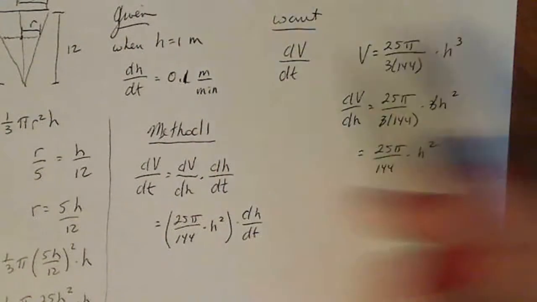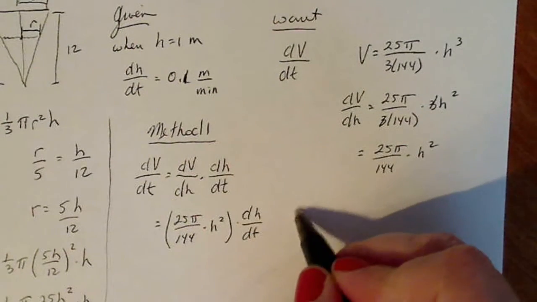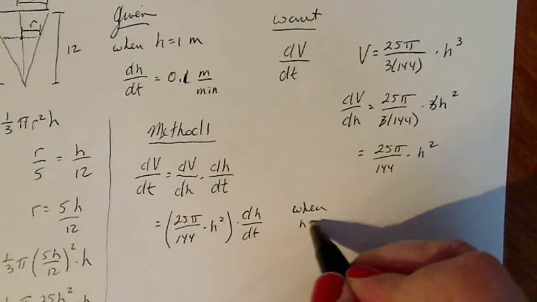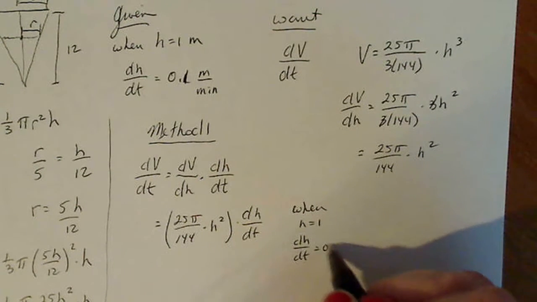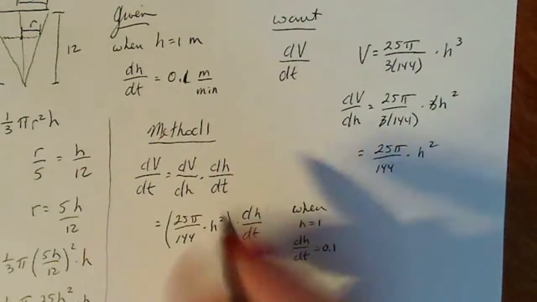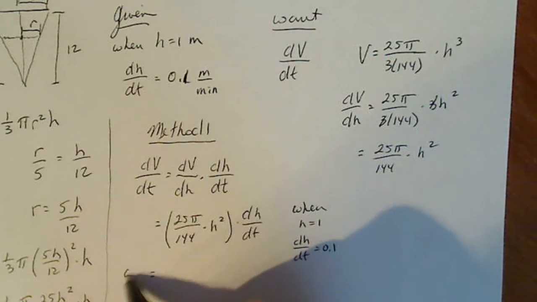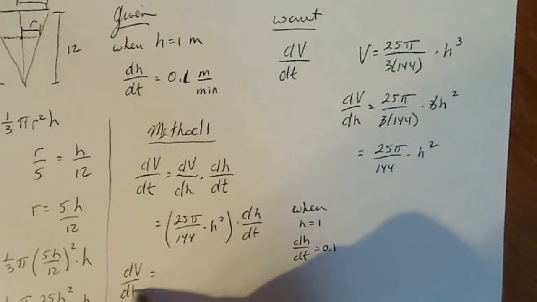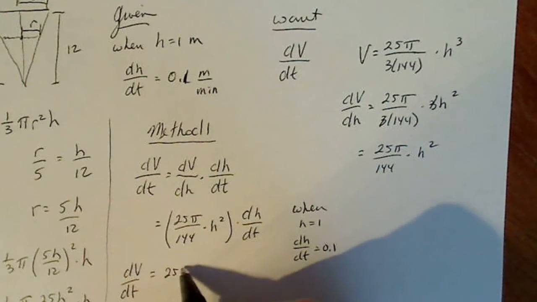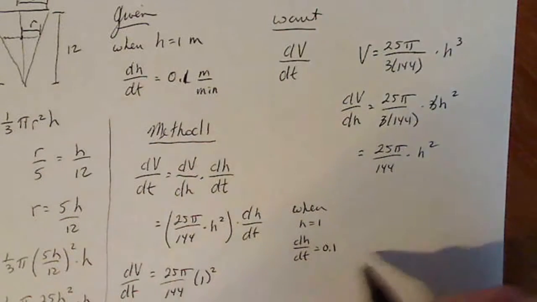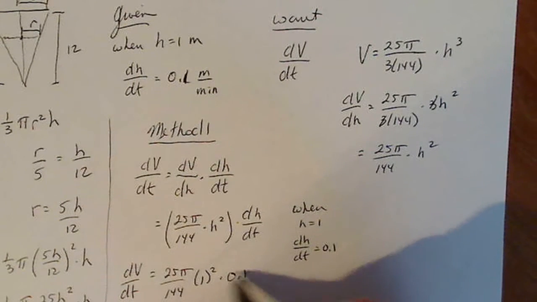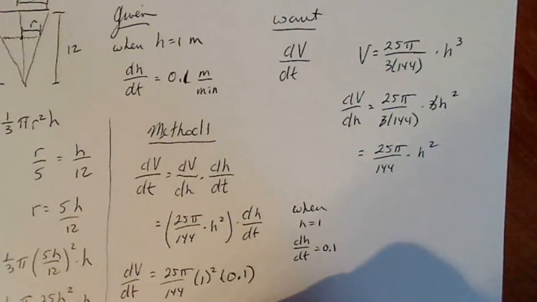Now, the information that's given to me: when h equals 1, dH/dt is equal to 0.1. So now I'm going to plug all that in to finally come up with my number for dV/dt. So that's 25 pi over 144 times 1 squared times 0.1. And let's see what that number comes out to be.